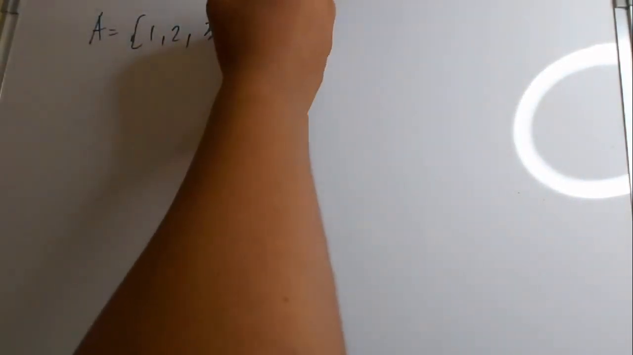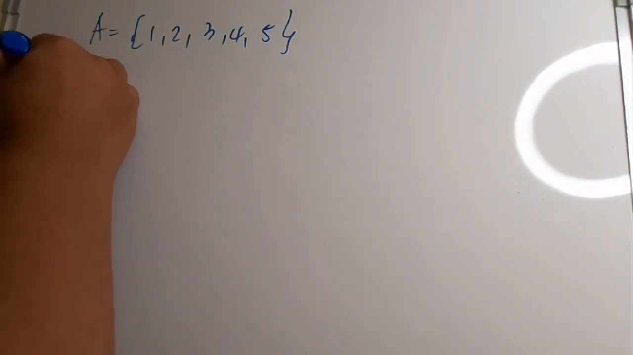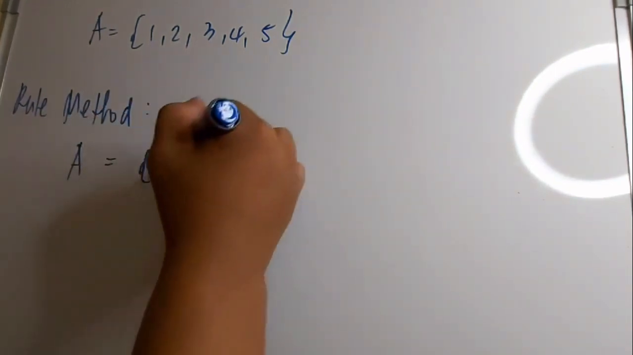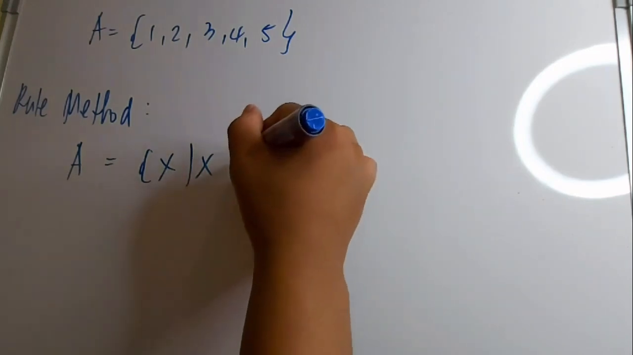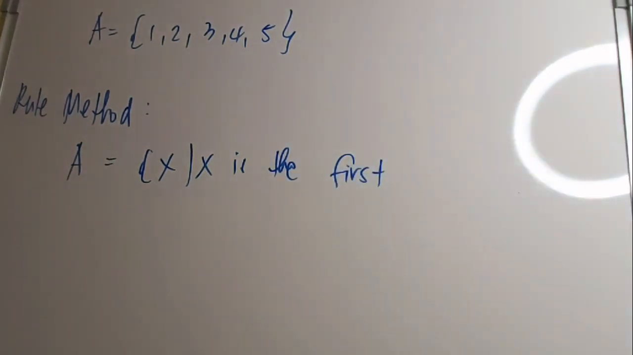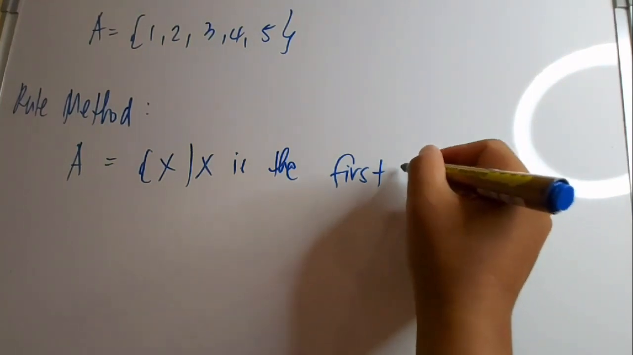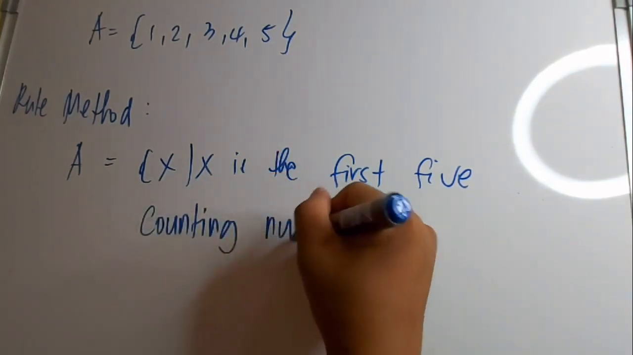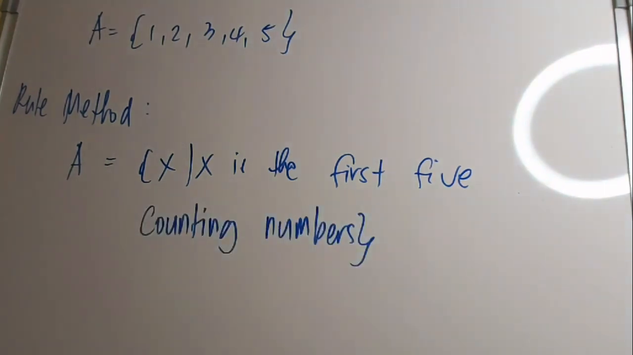Okay? So let's try A equals 1, 2, 3, 4, 5, and I will show you some of the other answers using the rule method. x is the first 5 counting numbers. So that is one way to answer that given set.